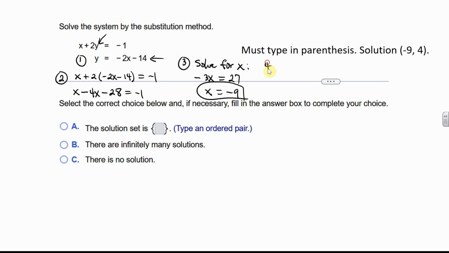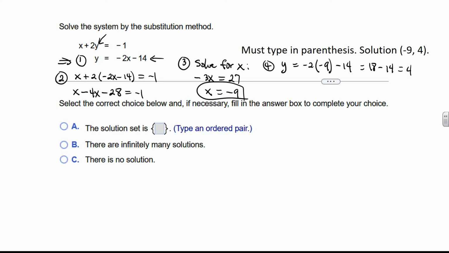Right? Step number 4 says back substitute x equal to -9 back into step number 1. You see that? Because in step number 1, you already have y equal to -2x minus 14. Since I know what x is, I can plug in that value for x in step number 1, solve for y. So here, y is equal to -2 times x. Here, x is said to be -9, and that's minus 14. So I get 18 minus 14, and that gives me 4.